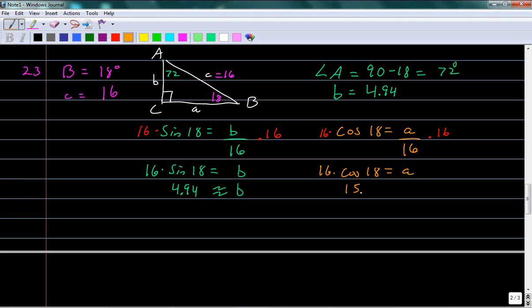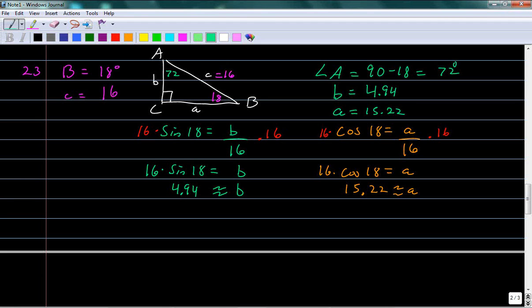And 15.22 is the approximate value of A. So now we have the A value, which is 15.22.